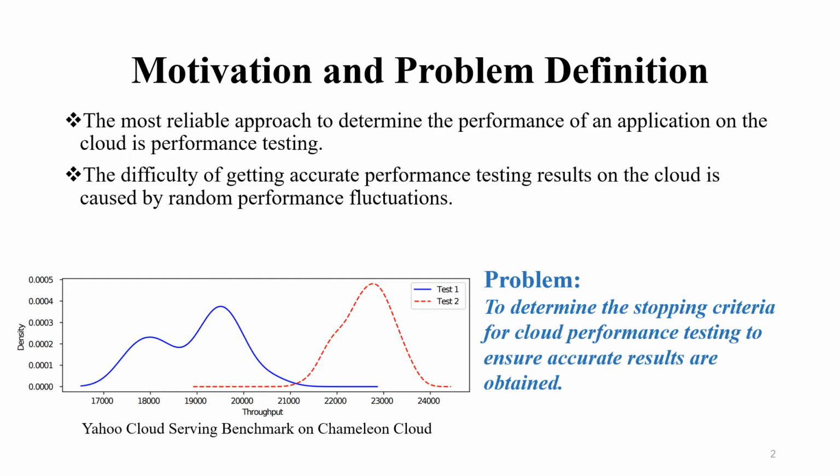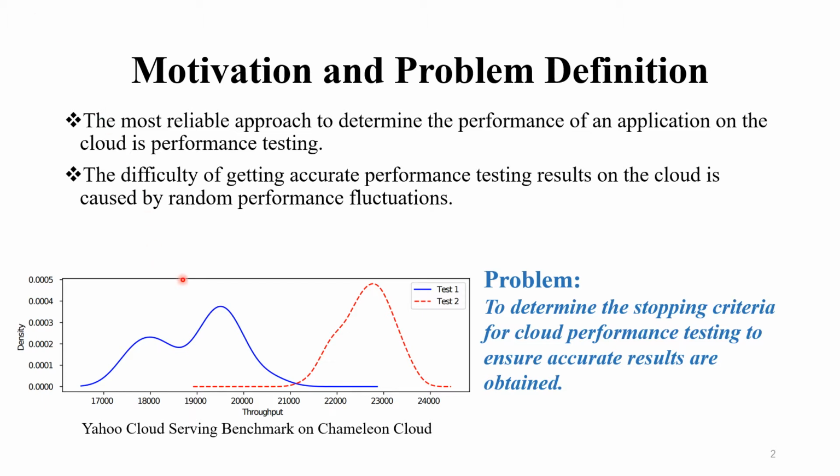Nowadays, cloud computing is becoming increasingly popular due to its resource availability, resource elasticity, and cost efficiency. But before simply putting applications on the cloud, users have to test their application's performance to see whether their performance goal can be met. The most reliable way to know the performance of their cloud application is by performance testing. However, due to random performance fluctuation, it's very difficult to get accurate testing results.